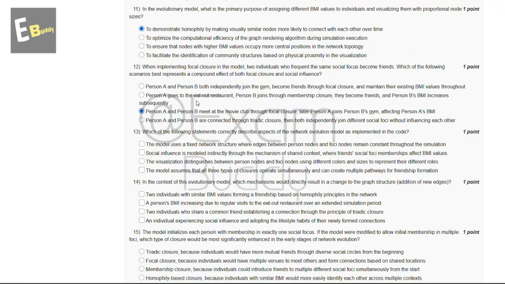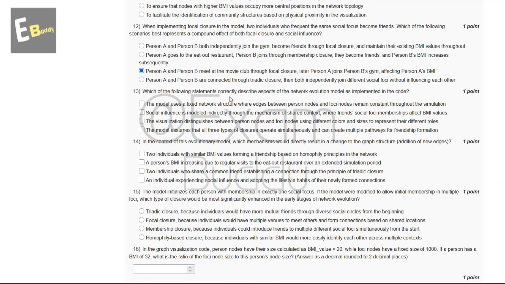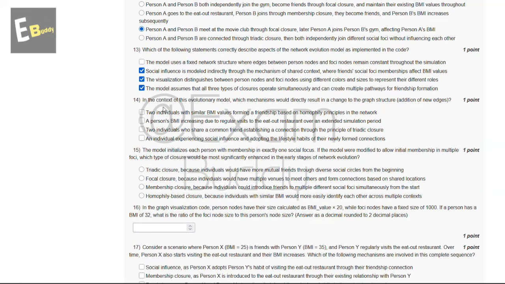And now let's go to our question number 13. Which of the following statements correctly describe aspects of the network evolution model as implemented in the code? So these are the options and the answer of our 13th question is B, C, D. And now let's go to our question number 14. In the context of this evolutionary model, which mechanism would directly result in a change to the graph structure? Addition of new edges. So these are the options and the answer of our 14th question is A and C.